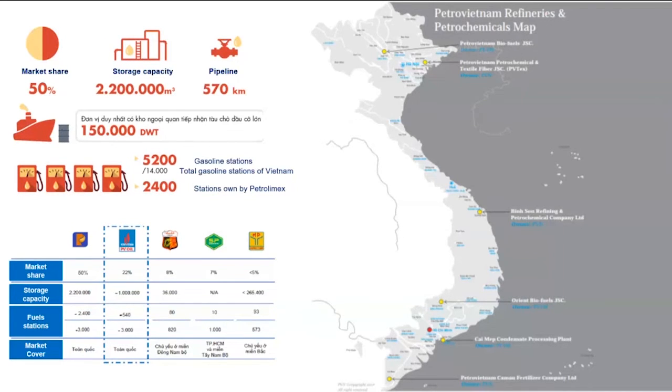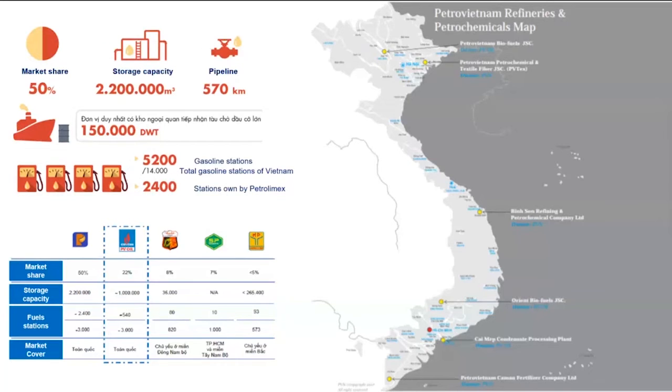Below, I give some information about the five biggest gasoline distributors in Vietnam. Petrolimex is number one with 50% market share, and its storage capacity is also the biggest. They own around 5,400 gasoline stations. And there are others like PV Oil and some other partners in Vietnam.